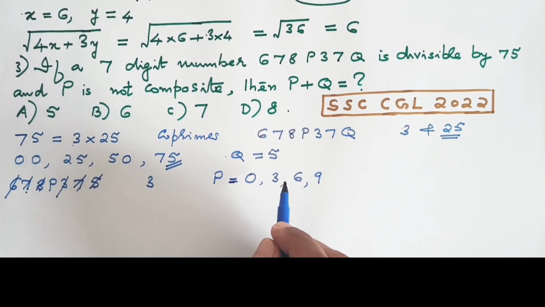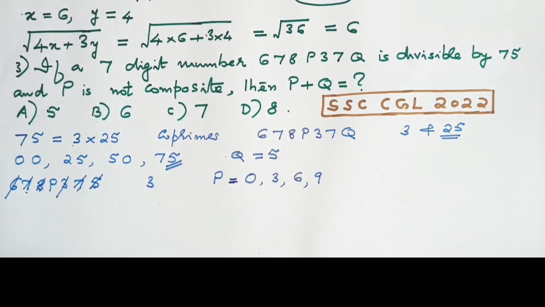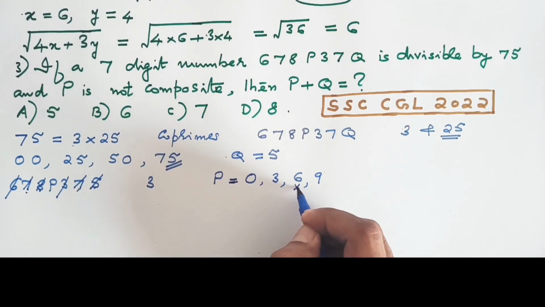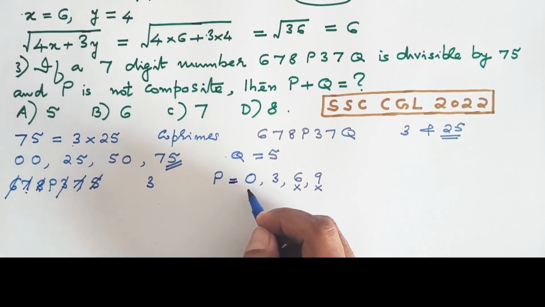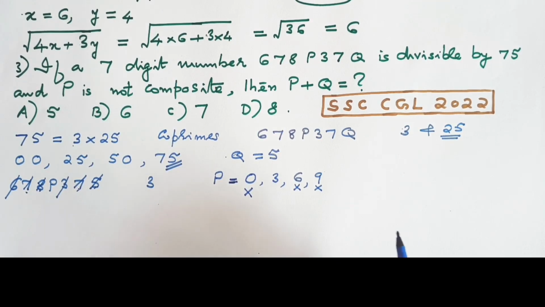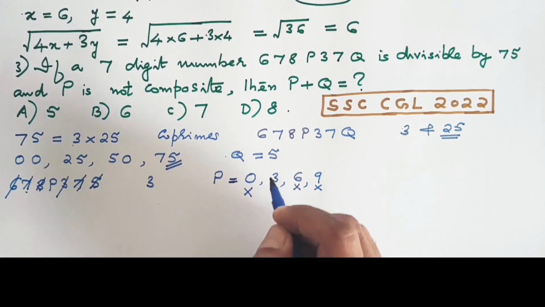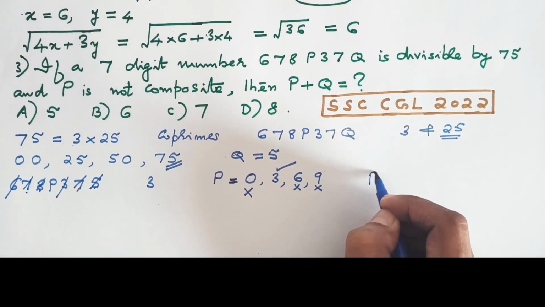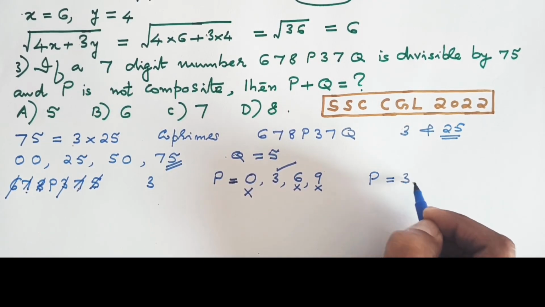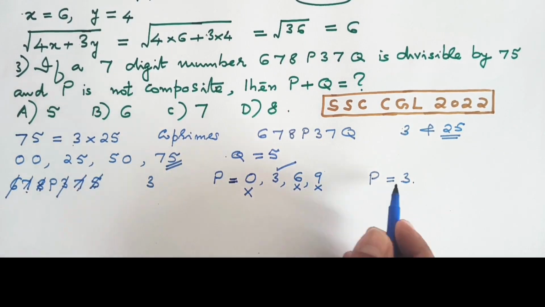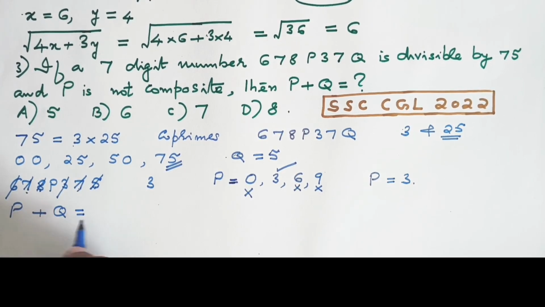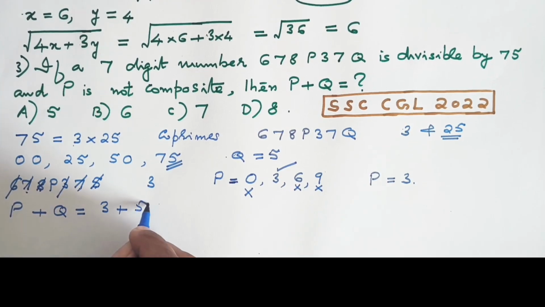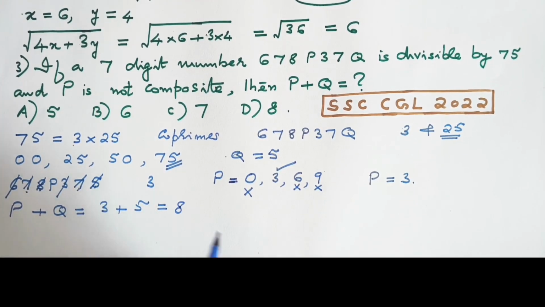It is given that P is not composite in the problem. So you can remove these two. 6 is a composite number, 9 is a composite number, and 0 also we don't count. See, if a number is not composite, it should be prime. And 3 is the only prime number here, which shows P is equal to 3. Thus, we got the values of both P and Q. And the question is about finding P plus Q, which is P is 3, Q is 5, and the answer is 8, which is the last option given in the problem.